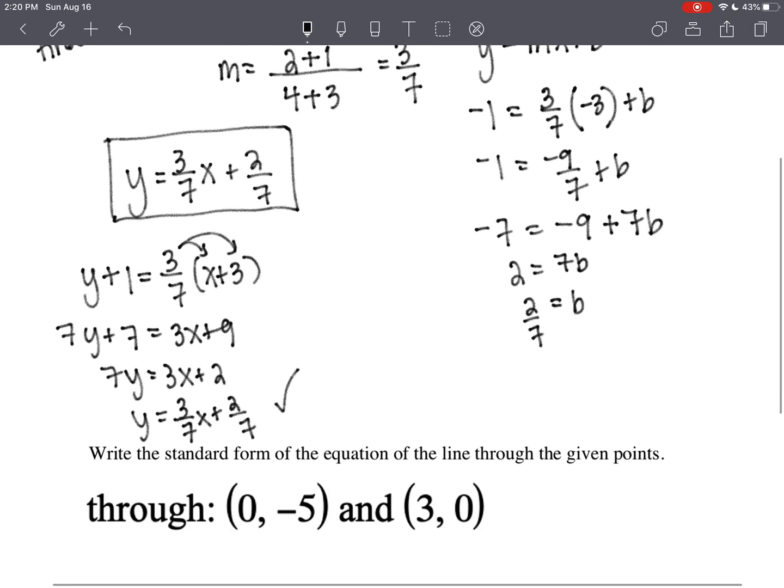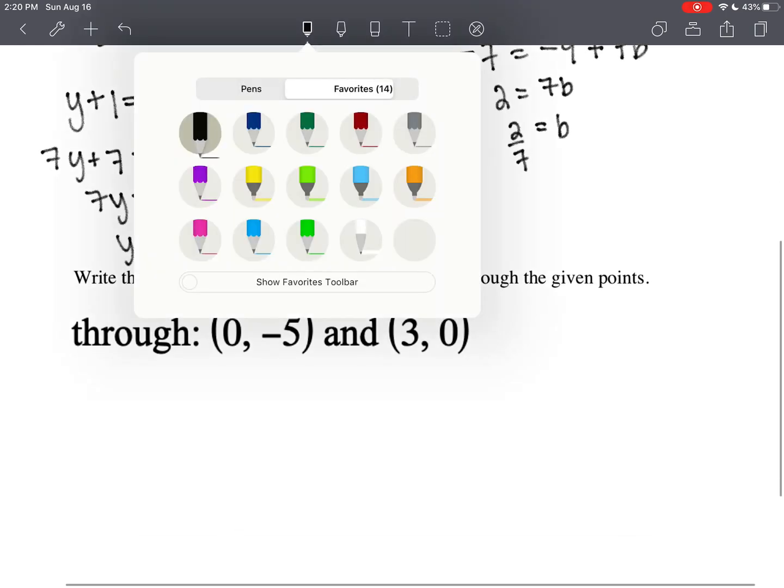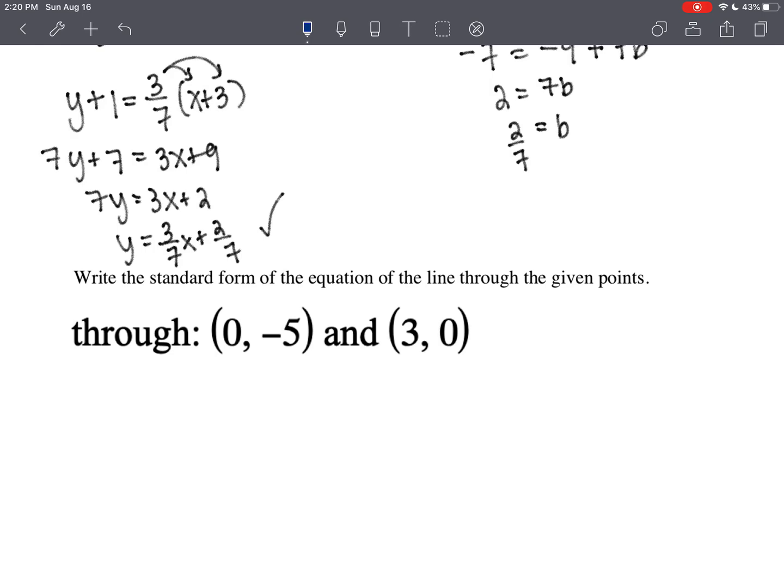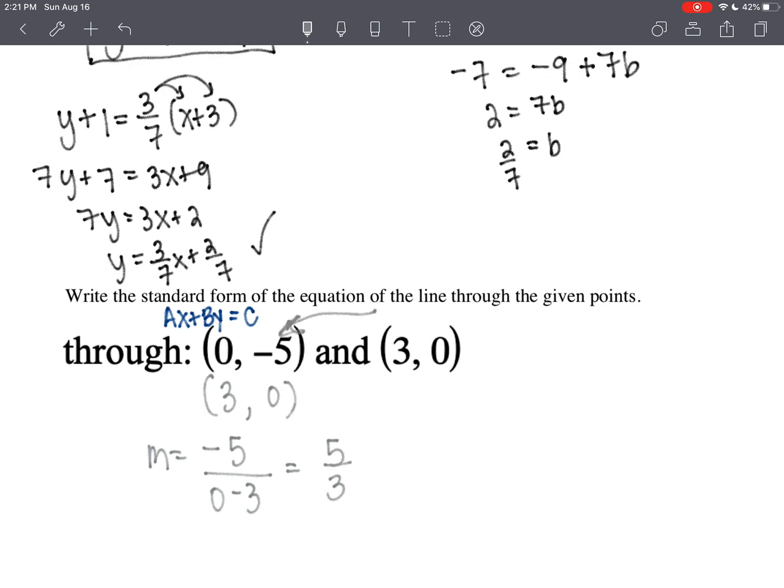Cool. Okay, write the standard form of the equation. So the standard form of the equation is ax plus by equals c. So through 0, -5, and 3, 0. Still going to start off with my slope. So the slope is equal to -5 minus 0 over 0 minus 3. That's going to be positive 5/3. This is my y-intercept. So I've got y equals 5/3 x minus 5.